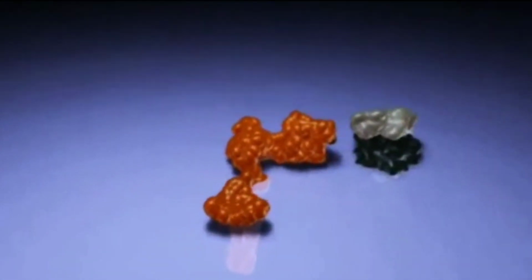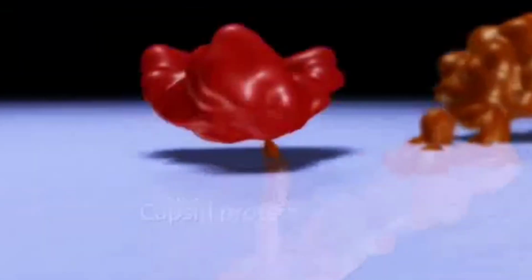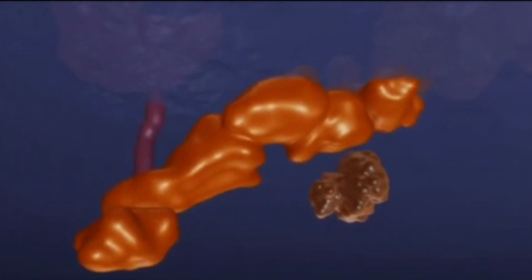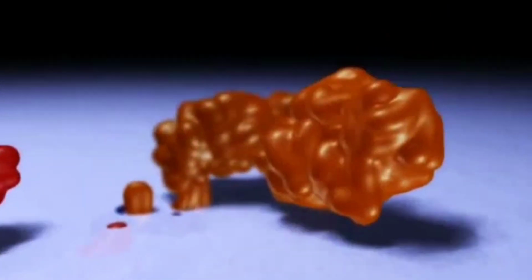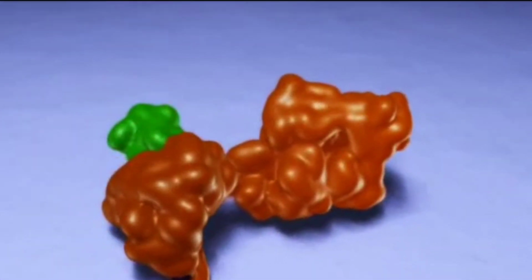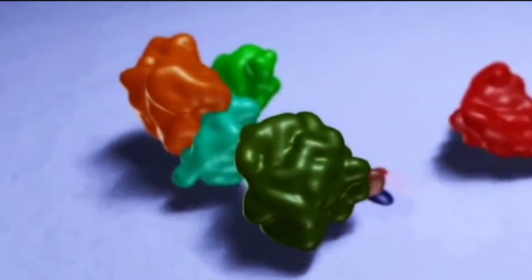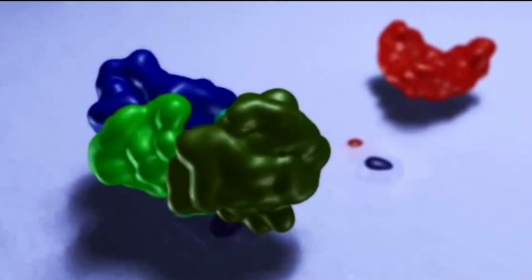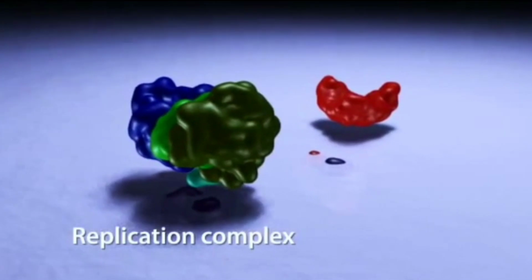The capsid protein is on the cytoplasm side of the endoplasmic reticulum. The envelope protein and the pre-membrane protein are in the lumen side and are activated by the host's peptidase enzyme. In the cytoplasm, one of the viral proteins, a protease enzyme, activates all the other proteins in the polyprotein chain. These proteins aggregate to form the RNA replication complex.